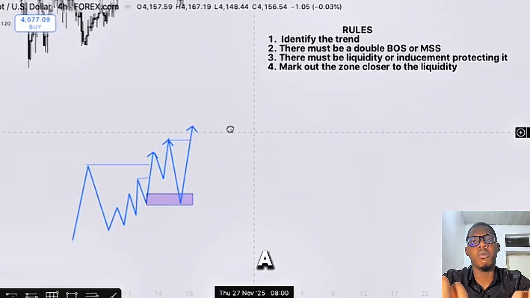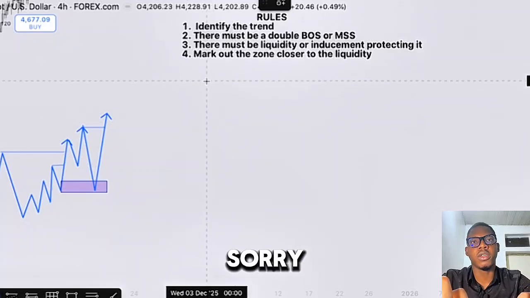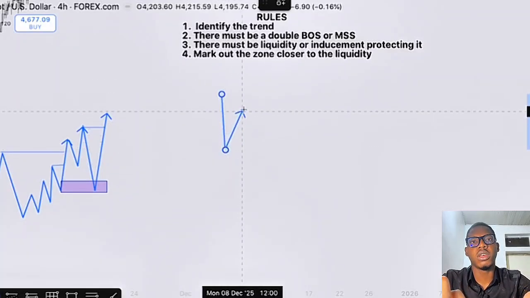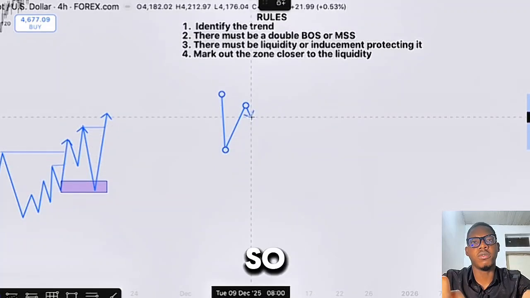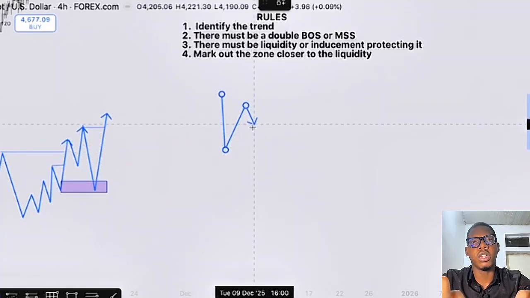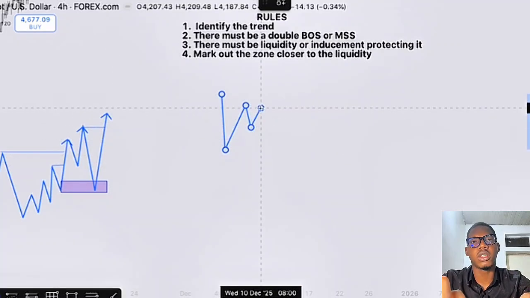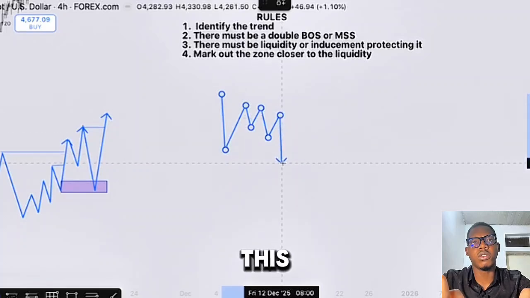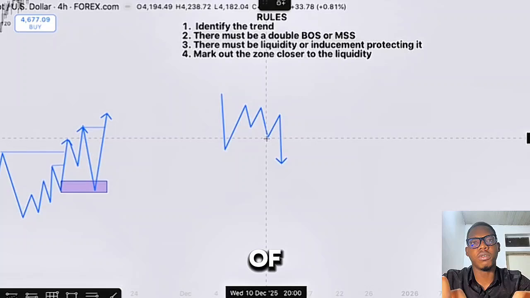And the same thing goes for a bearish movement, sorry. So price came here like this and broke the structure here. So before price went to break the structure, it continued with its downward movement like this and broke the structure here, forming this double break of structure here.